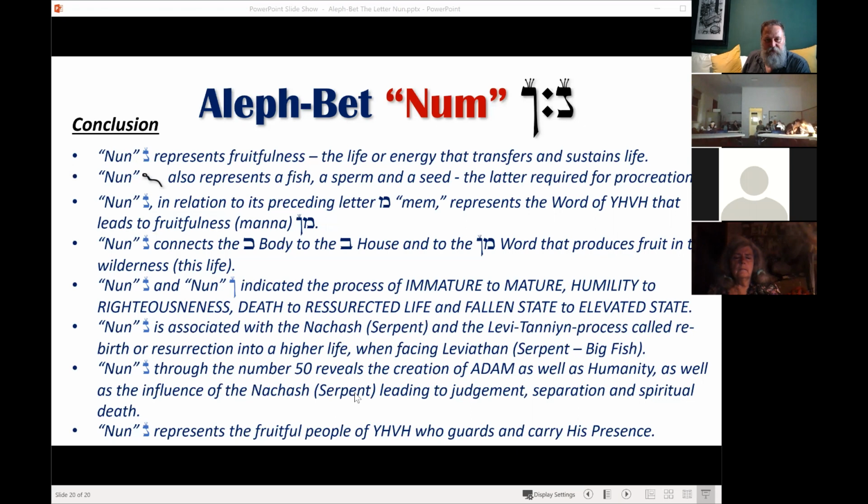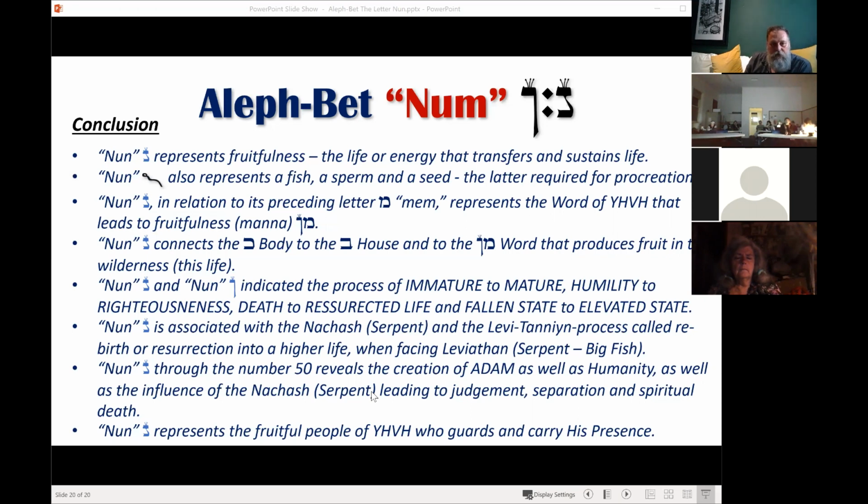Nun, and the number 50, is linked to the creation of Adam, which is the first level, is day 5, the Nefesh, then the Neshama, and the overcoming of the Nachash state back to Neshama through applying Ruach, which is that little yod in Tanin.